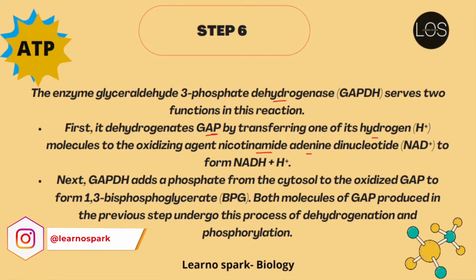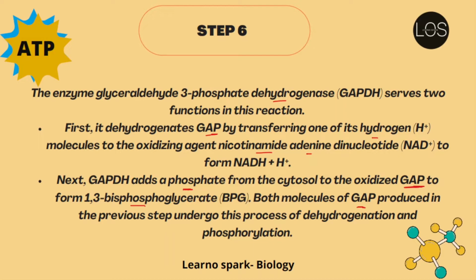In short, in this reaction, one hydrogen molecule is removed from glyceraldehyde 3-phosphate and added to NAD to form NADH, which is used in the process of Krebs cycle and electron transport chain to produce more and more ATP. Next, glyceraldehyde 3-phosphate dehydrogenase adds an inorganic phosphate present in the cytoplasm of the cell to oxidize glyceraldehyde phosphate or GAP to form 1,3-bisphosphoglycerate. Now, 2 phosphate groups are added to this glyceraldehyde molecule.